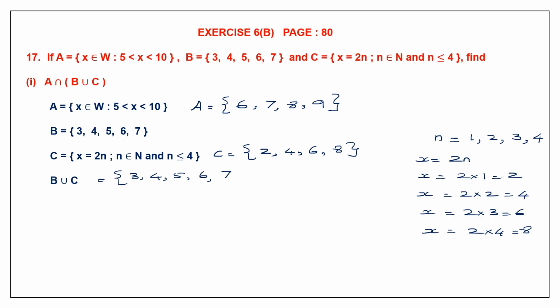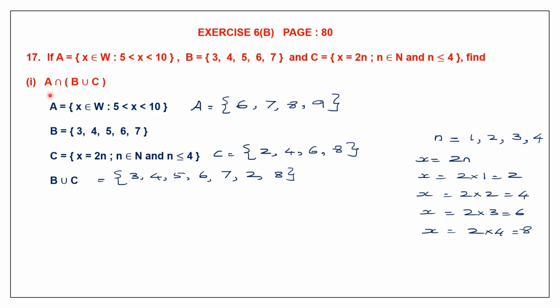2 is not there, so we can write 2. Then let's go to 4. 4 is there, so we will not write 4. 6 is also there, we will not write 6. Now 8 is not there, so let's write 8 here. So this is B union C. So the elements of B union C are all these, that is 2, 3, 4, 5, 6, 7 and 8. You can even rewrite in order as long as all the elements are there. The order does not matter.